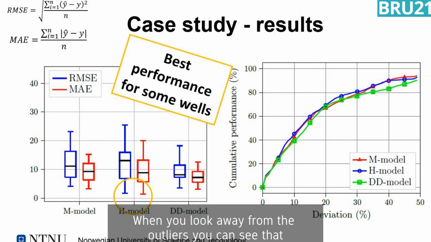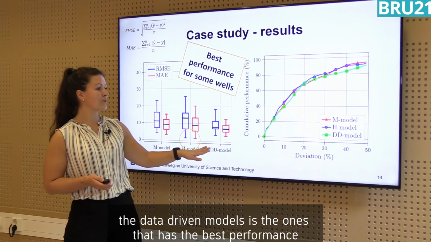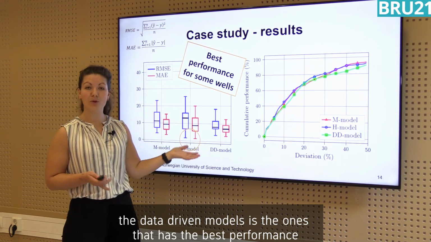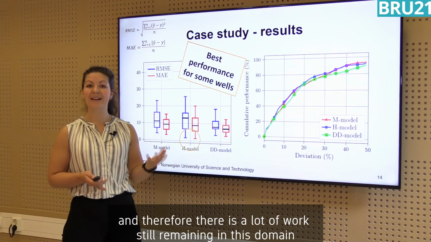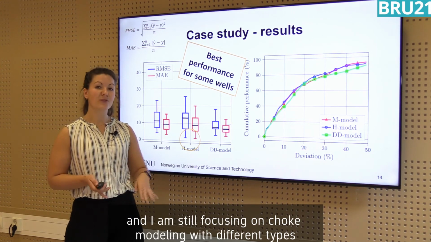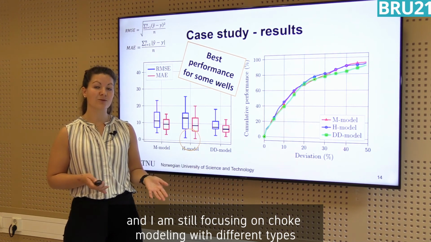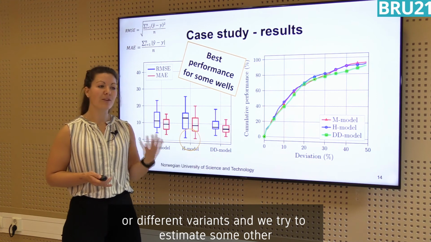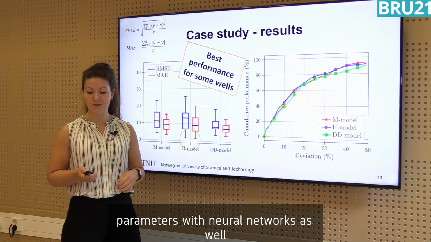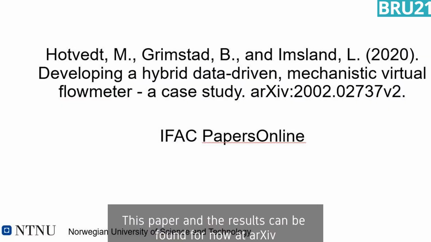Yet, when you look away from the outliers, you can see that the data-driven models are the ones that have the best performance overall, and therefore there's a lot of work still remaining in this domain. I'm still focusing on choke modeling with different variants, and we try to estimate some other parameters with neural networks as well. All right, so this paper and the results can be found for now at ArXiv.